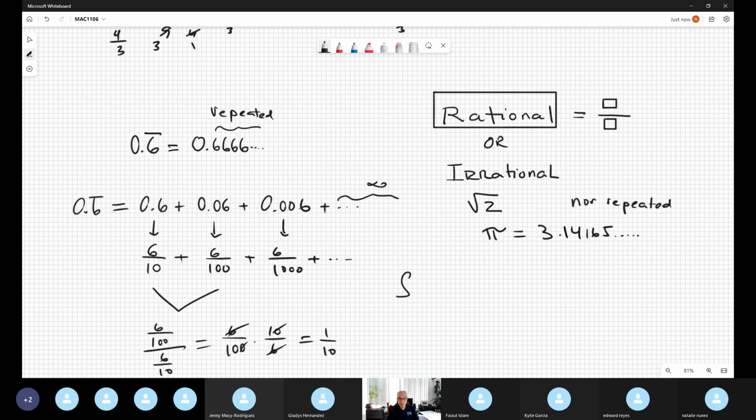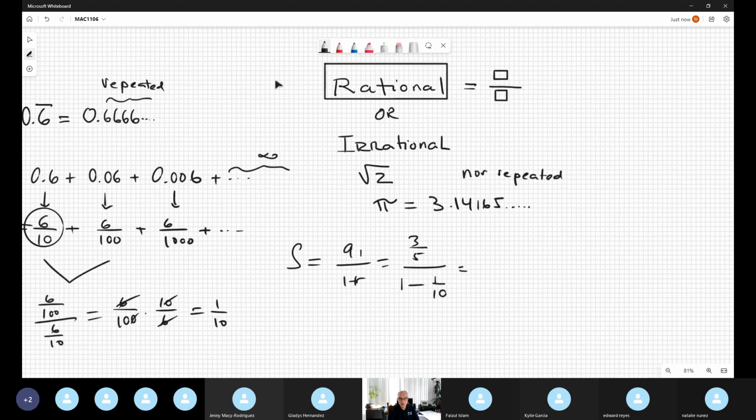The formula for the sum of an infinite series is A1 over 1 minus R. Who is A1? It's this one, 6/10, which simplifies to 3/5 in lowest terms. So 3/5 divided by 1 minus 1/10, the common ratio. 1 minus 1/10 is 9/10, because 1 is 10/10. Now 3/5 times, flip it, 10/9. Simplify: 5 divided by 5, 10 divided by 5 is 2, and 3 divided by 3 is 1. The answer is 2/3.